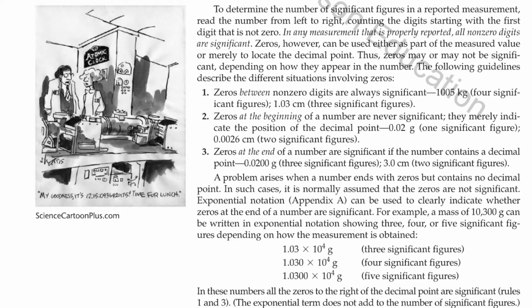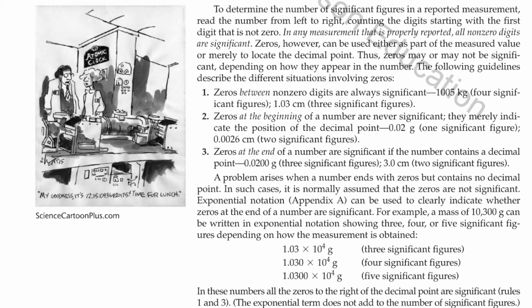To determine the number of significant figures in a reported measurement, read the number from left to right, counting the digits starting with the first digit that's not zero. In any measurement that is properly reported, all non-zero digits are significant. Zeros, however, can be used either as part of the measured value or merely to locate the decimal point. Thus, zeros may not be significant, depending on how they appear in the number. The following guidelines describe the different situations involving zeros.